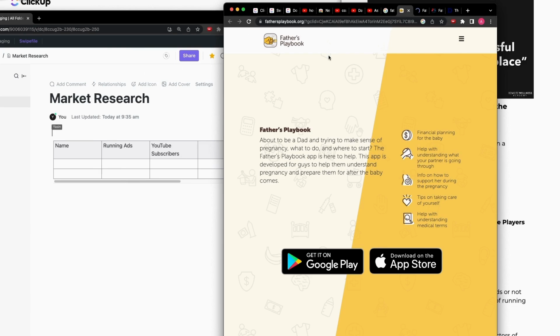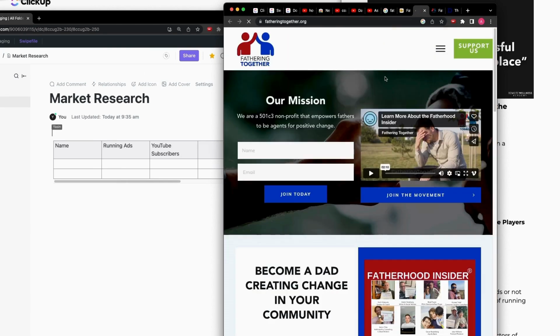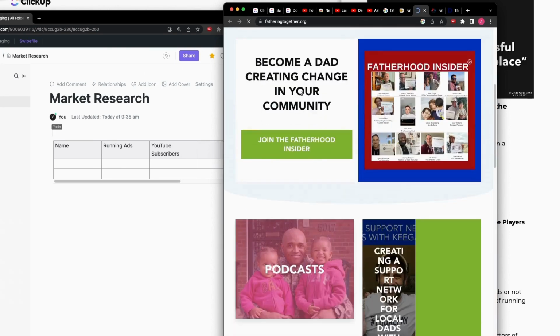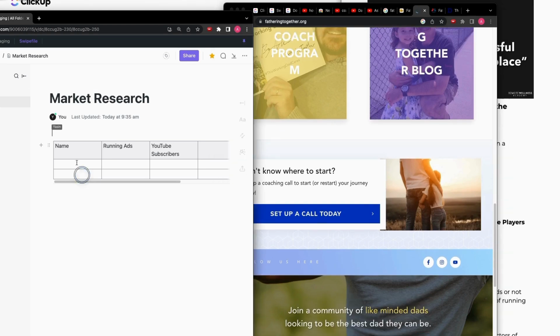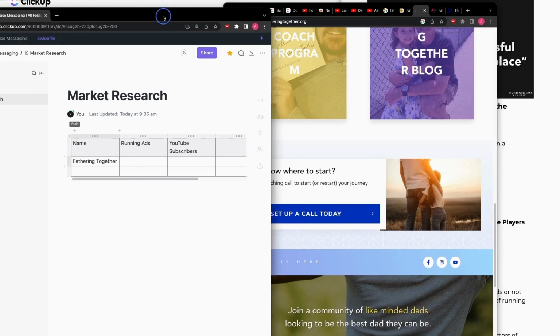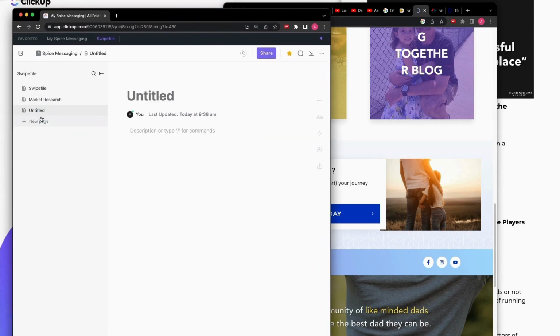I might go over here and look at, okay, this is the Father's Playbook. It's an app. This is Fathering Together. I like that, Fathering Together. Very good. Okay, so I might put Fathering Together, right? And then what I'll also do is come over here and add a page for, let's say, Fathering Together. And then I'll come over here and put, let's say, their website, and I'll put the word here.